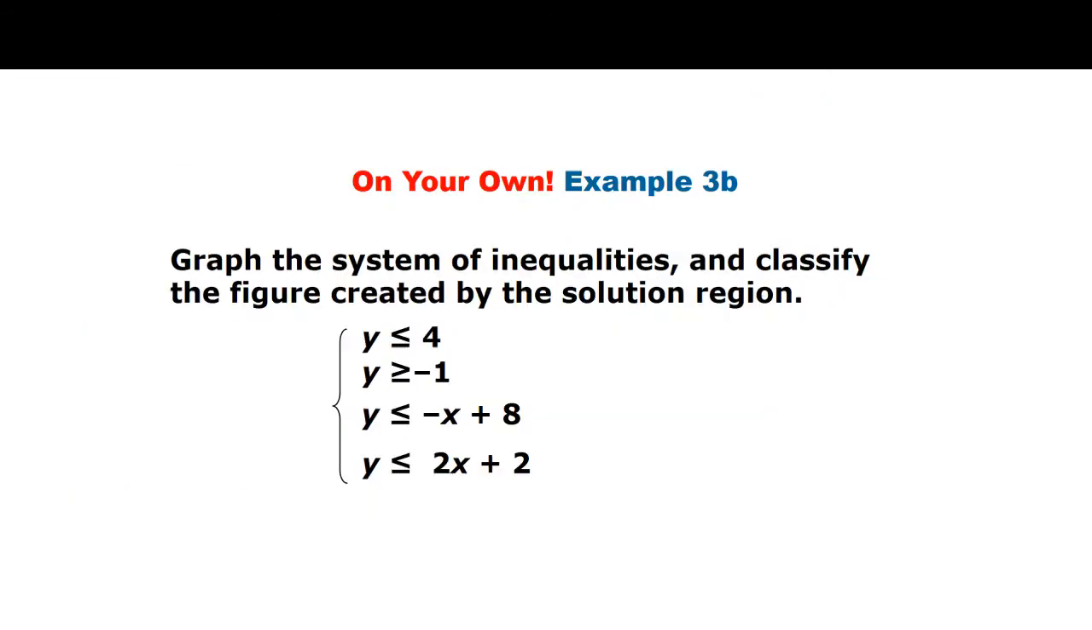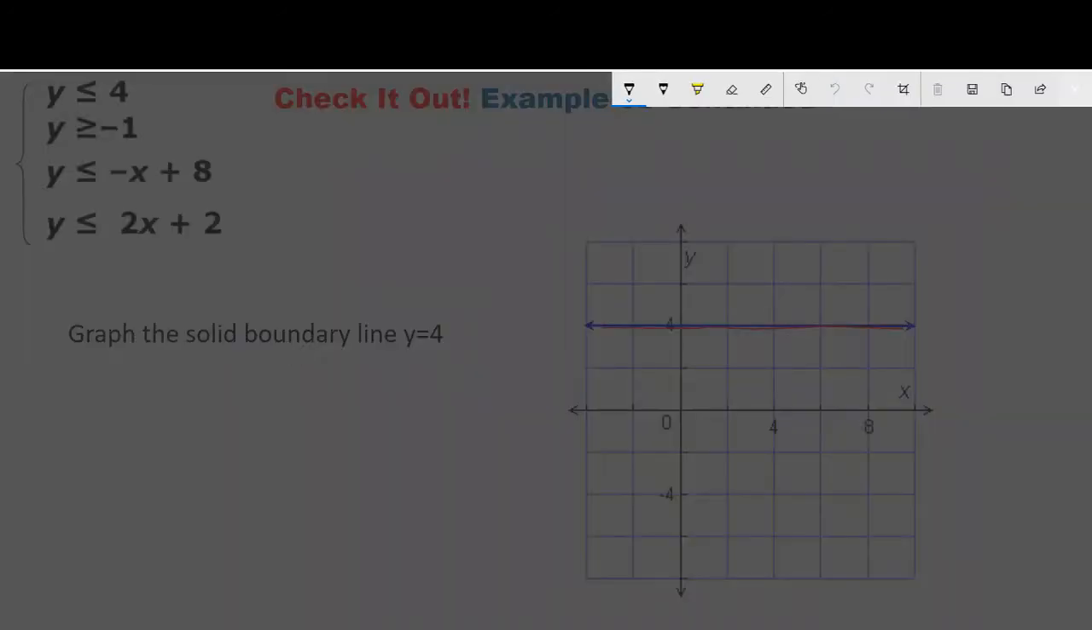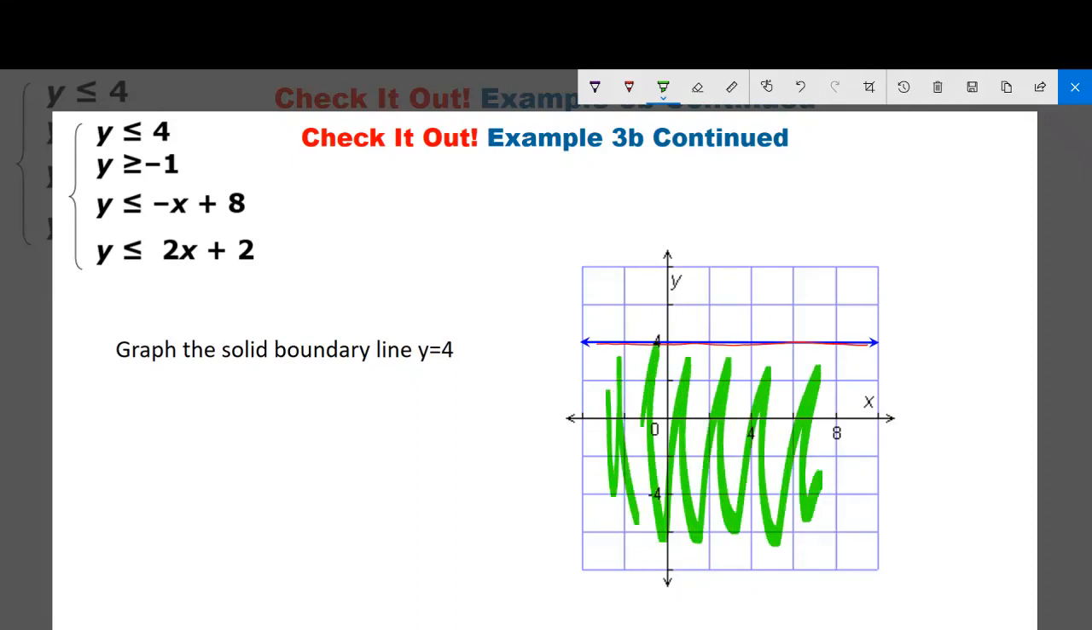All right. And let's try another one on your own. All right. So when we graph these, we see we're going to graph a solid line boundary of y equals 4. So here's our 4. So there it is. And I'm going to go ahead and shade this in. Let's see, it says that y is less than that, so we're going to shade everything in this way.